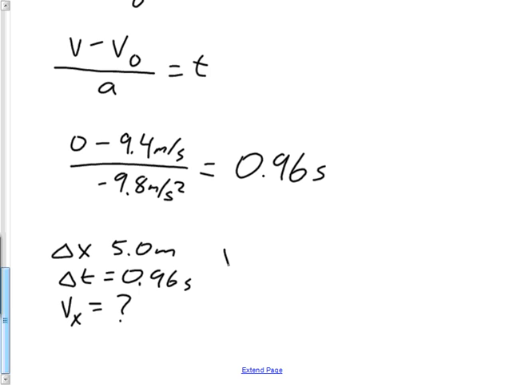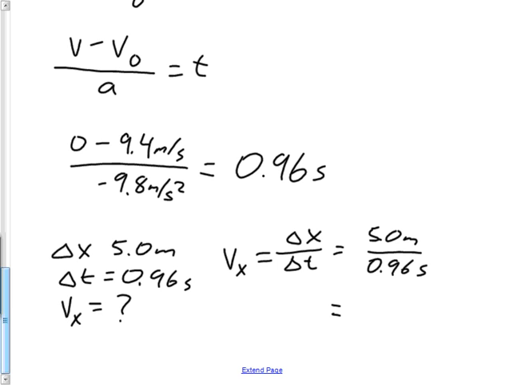Well, can't get much more simple than that. So 5.0 meters over the change in time, 0.96 seconds. And it gives us a velocity of 5.2 meters per second in the horizontal direction.